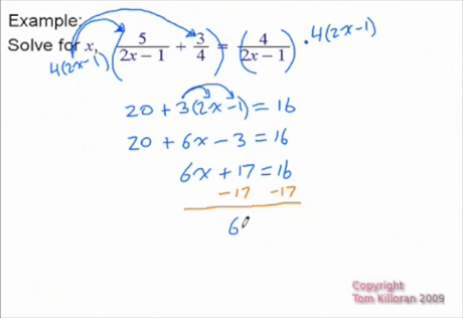So now we're down to 6x is equal to negative 1. And here I'm going to allow you to just remove the 6 in a natural way. Since 6 is multiplied to x, we're going to divide both sides. So that'll leave us with x being equal to a negative 1/6.